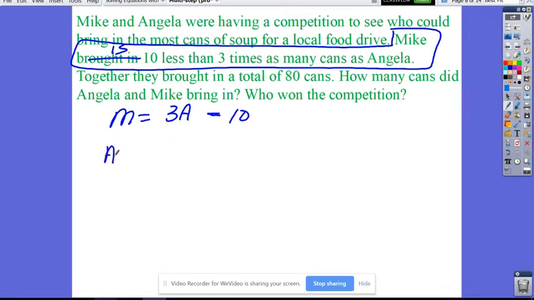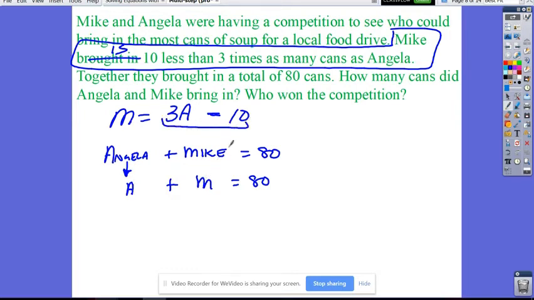Angela plus Mike together brought in 80. Angela, we know, is just the letter A. Mike is just the letter M. However, 2 different variables makes it tricky. We know what Mike really is. Instead of M, Mike is really 3A minus 10.